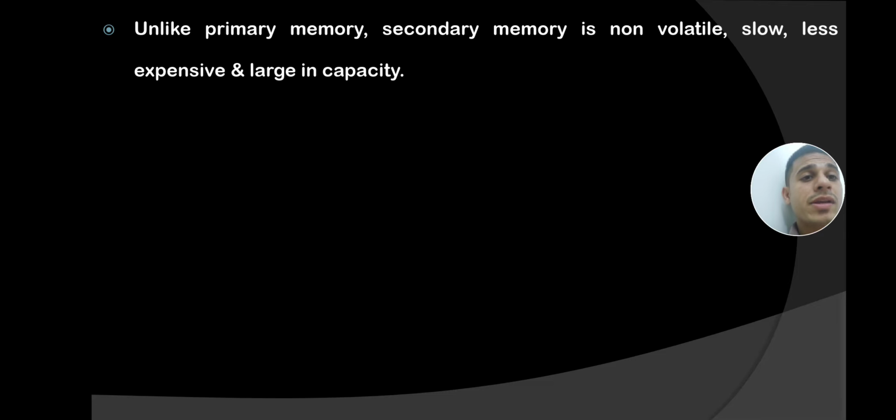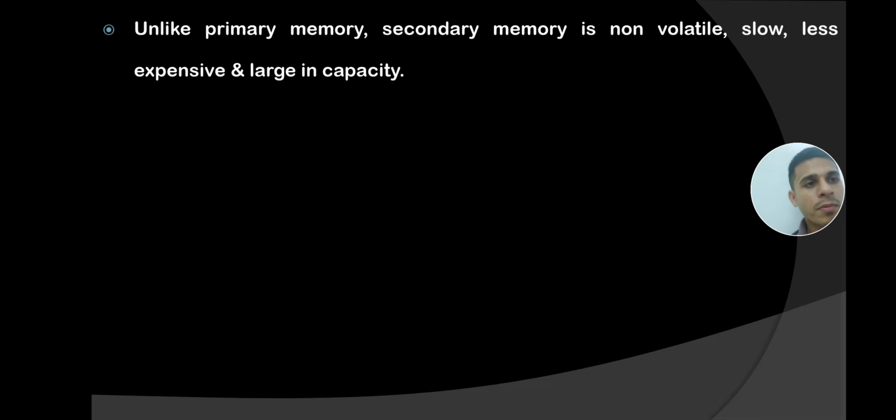Next, unlike primary memory, secondary memory is non-volatile, slow, less expensive and large in capacity. Now if we are comparing both memories, primary memory requires electric power to store data, and once the electricity is lost, the data will be lost, whereas secondary storage memory needs electric power to store, but once you store, afterwards it will remain for a long time.